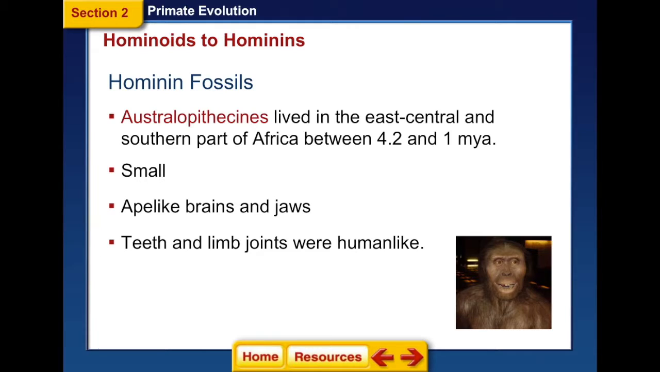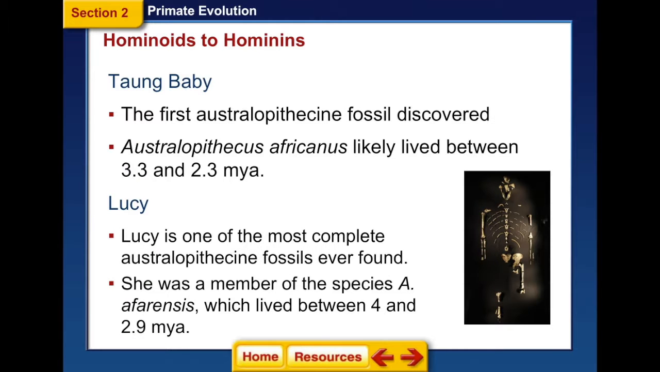We actually have some hominin fossils that have been found. One of these is Australopithecines, and Australopithecines is said to have lived in east, central, and southern parts of Africa between 4.2 and 1 million years ago. These were small creatures, and they are said to have had ape-like brains and jaws. Teeth and limb joints were human-like. That simply means that, like we see in the photo, they were much more like our teeth than the teeth of, say, a chimpanzee.